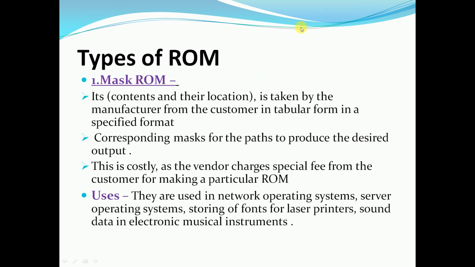Now we will discuss types of ROM. Our first type of ROM is mask ROM. Its content and their location is taken by the manufacturer from the customer in tabular form, to make the corresponding mask for the part to produce the desired output. This is very costly as the vendor charges a special fee from the customer for making a particular ROM. Mask ROM is used in network operating systems, server operating systems, storing of fonts for laser printers and sound data in electronic musical systems.